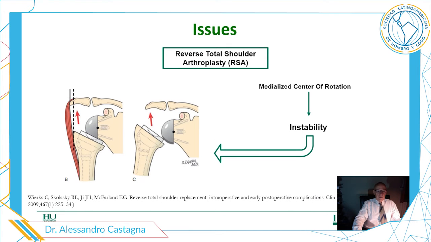And we understood then that excessive medialization and distalization of the implant may lead to this, leading both to notching for the contact here and polyethylene debris, and also to some instability if the wrapping and the tension of the deltoid is not sufficient.